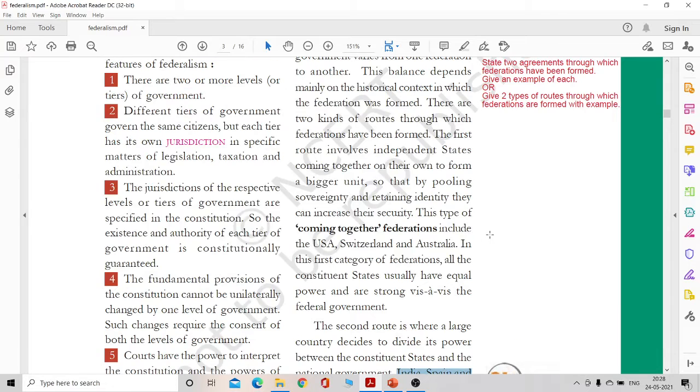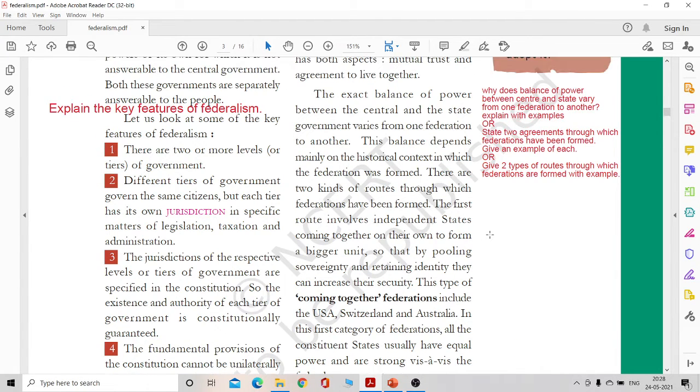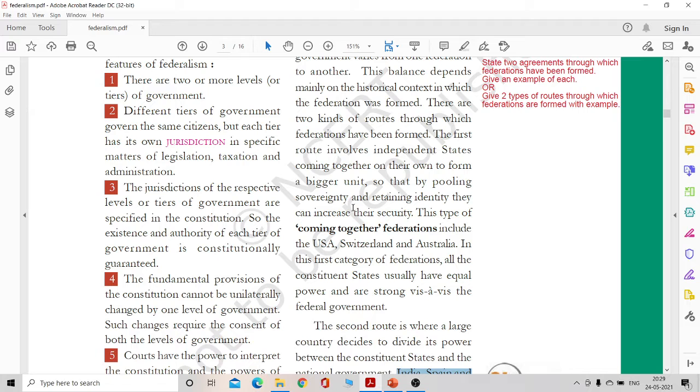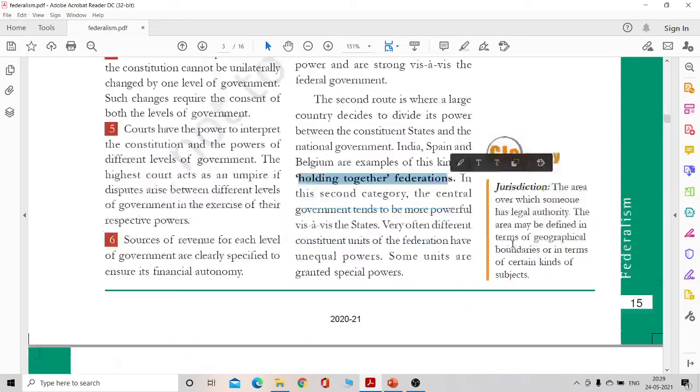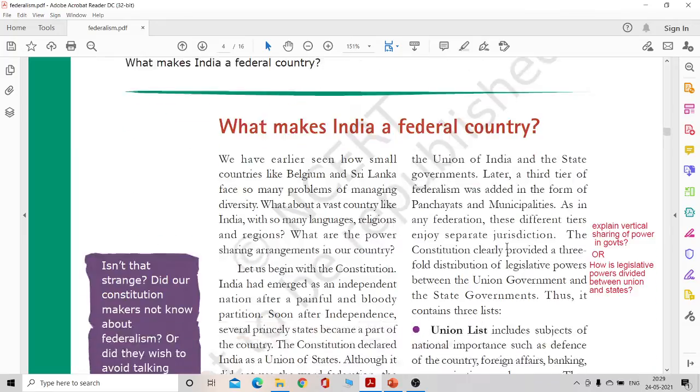right? So when you are asked the question, give any 2 types or routes through which federations are formed, or why is it that balance of power between center and state vary from one federation to the other? Basically, it is asking one federation to another, meaning different countries. So in this case, you have to mention these 2 very important types, which is coming together federation and holding together federation.